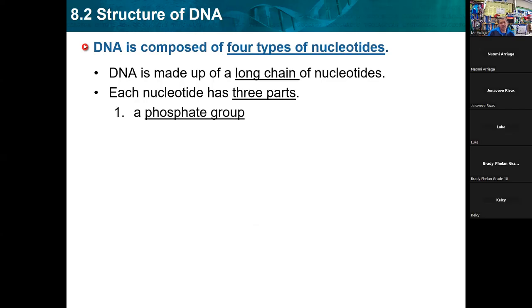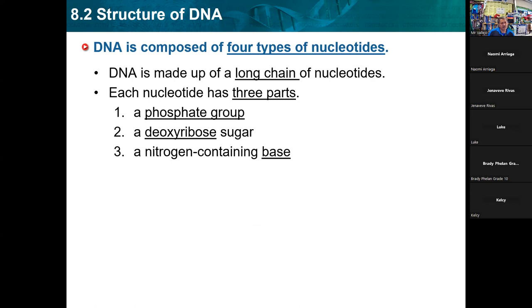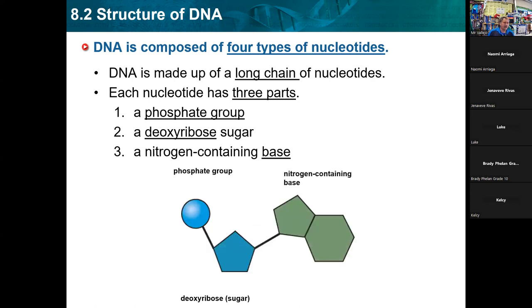But the nucleotide has 3 parts, and here they are: the phosphate group, the deoxyribose, and the nitrogen-containing base. Right, and in this picture, here's the base, here's the sugar, and here's the phosphate. These 2 are going to stay the same, but the thing that makes DNA different is that you have 4 different nitrogen-containing bases. Sometimes we call them nitrogenous bases.